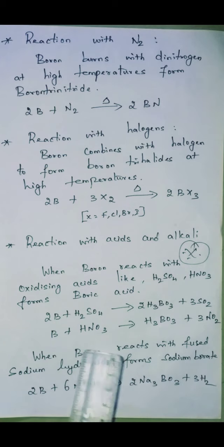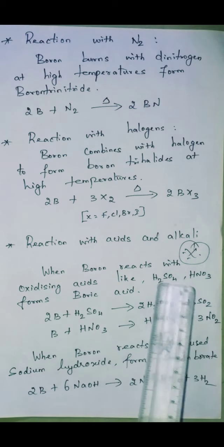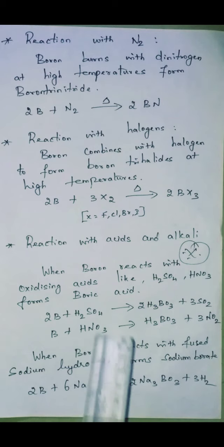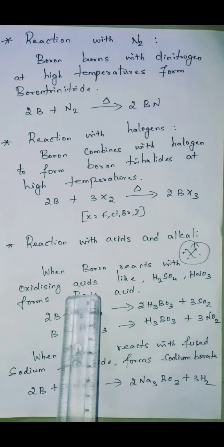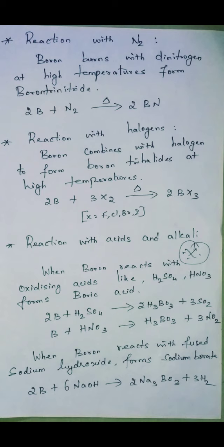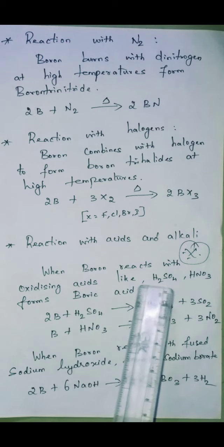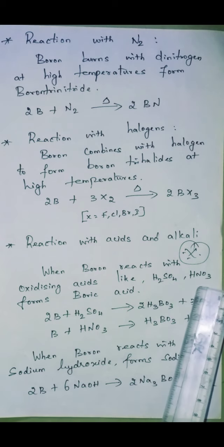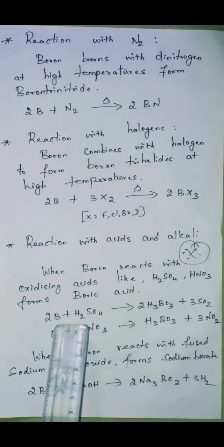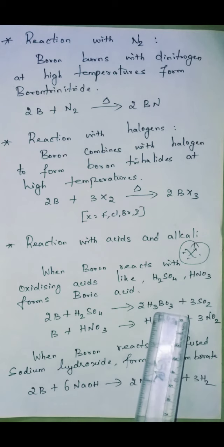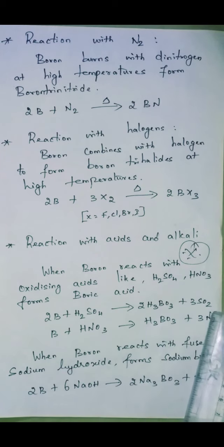The next reaction is very, very important: how boron reacts with acids as well as alkalis. First, boron reacts with oxidizing acids. Concentrated H2SO4 or concentrated H2SO4 plus concentrated HNO3 are good, powerful oxidizing agents. When boron reacts with such powerful oxidizing acids like H2SO4 and HNO3, it forms boric acid. B plus H2SO4 gives H3BO3, boric acid, and sulfur dioxide.